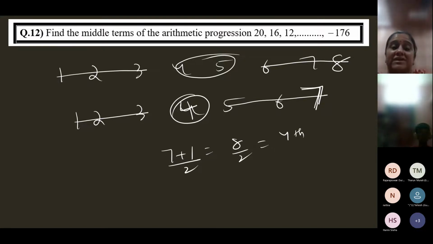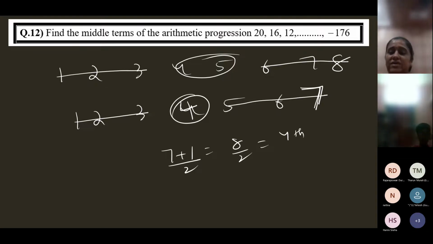Supposing there are 101 terms in the AP, 101 plus 1, 102 by 2, 51. The 51st term is the middlemost term of the AP. If there are 101 terms, an odd number of terms, add 1 to that, 102, divide by 2, 51. The 51st term is the middlemost term of that AP.